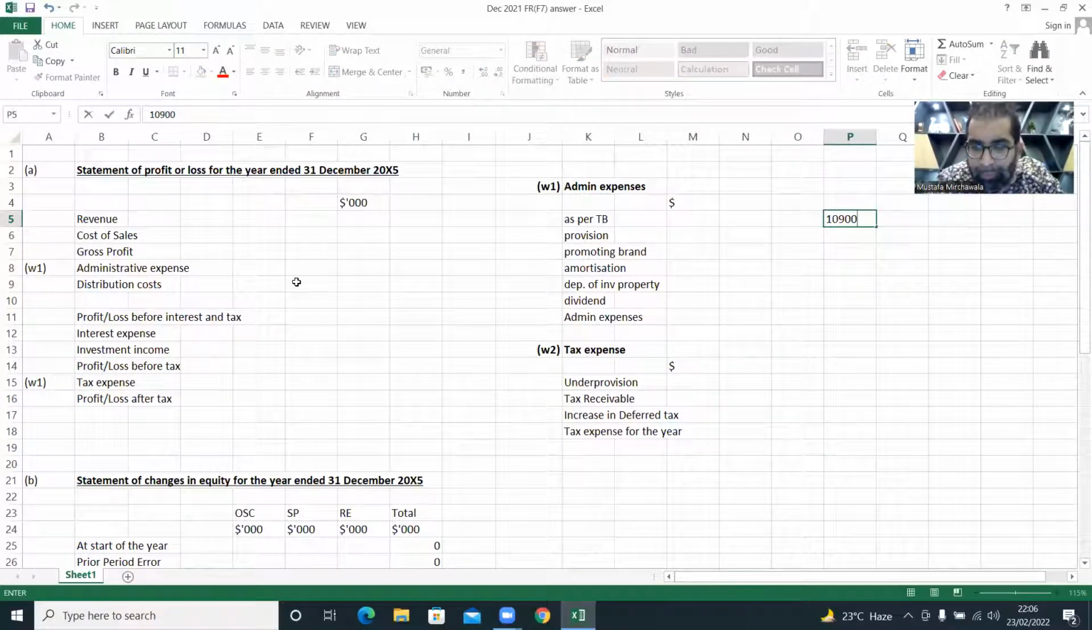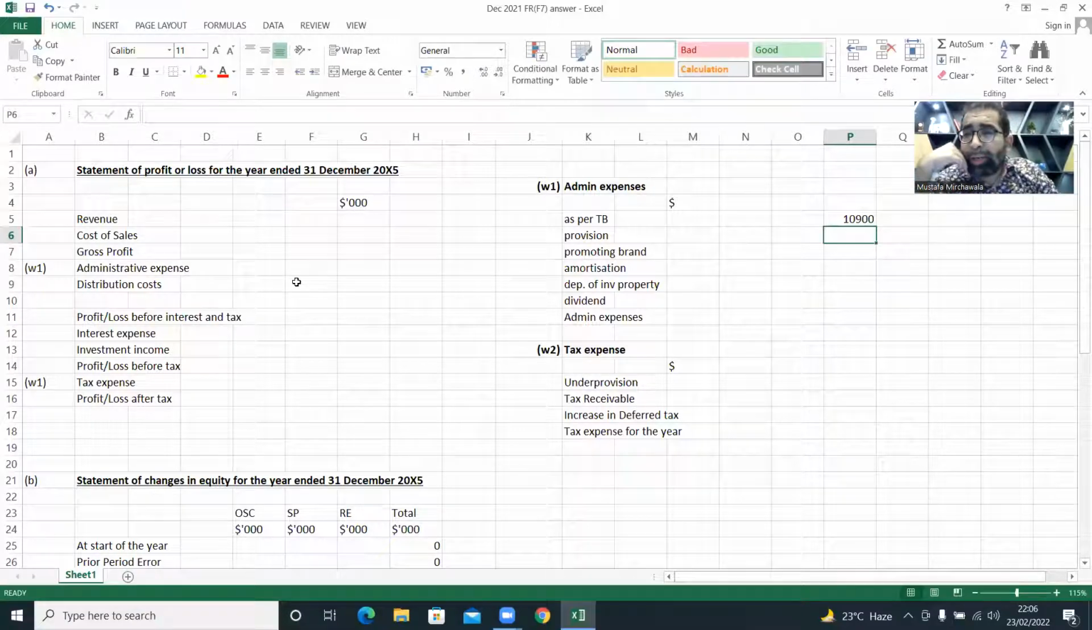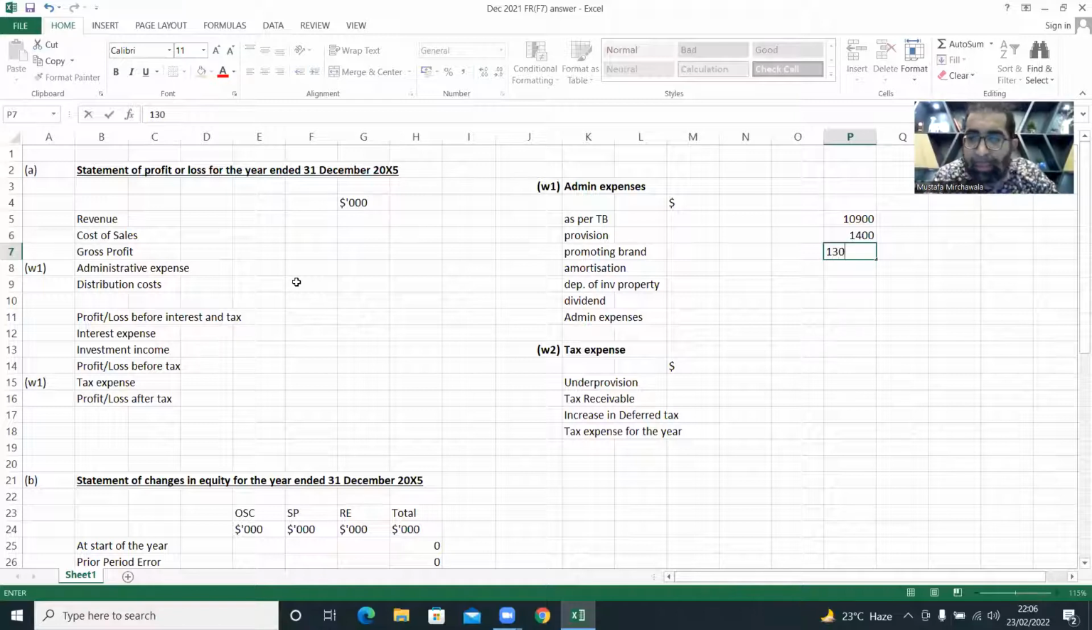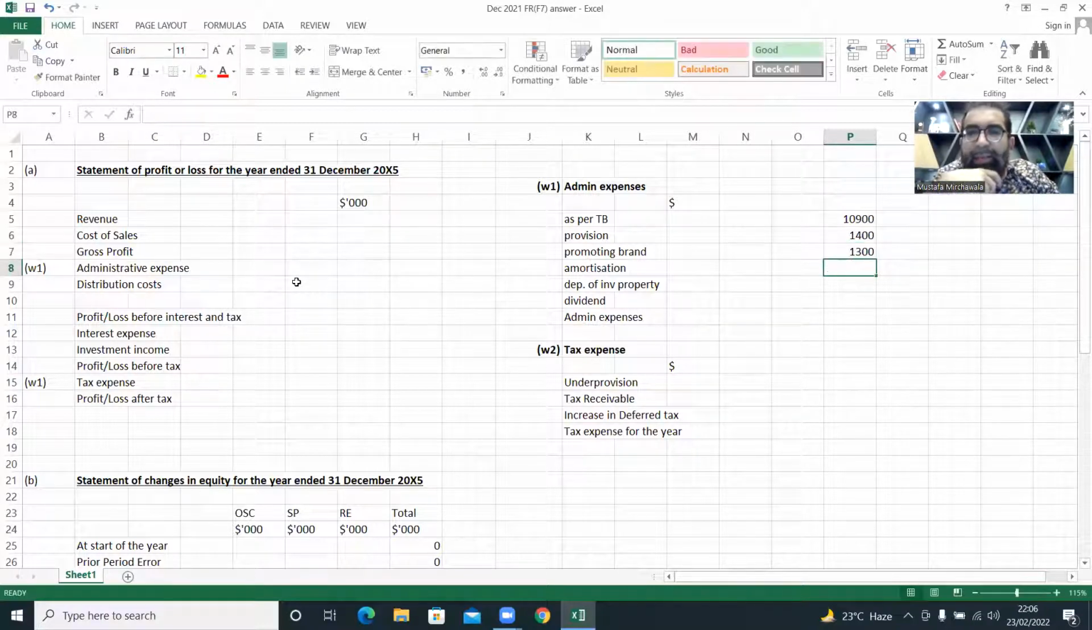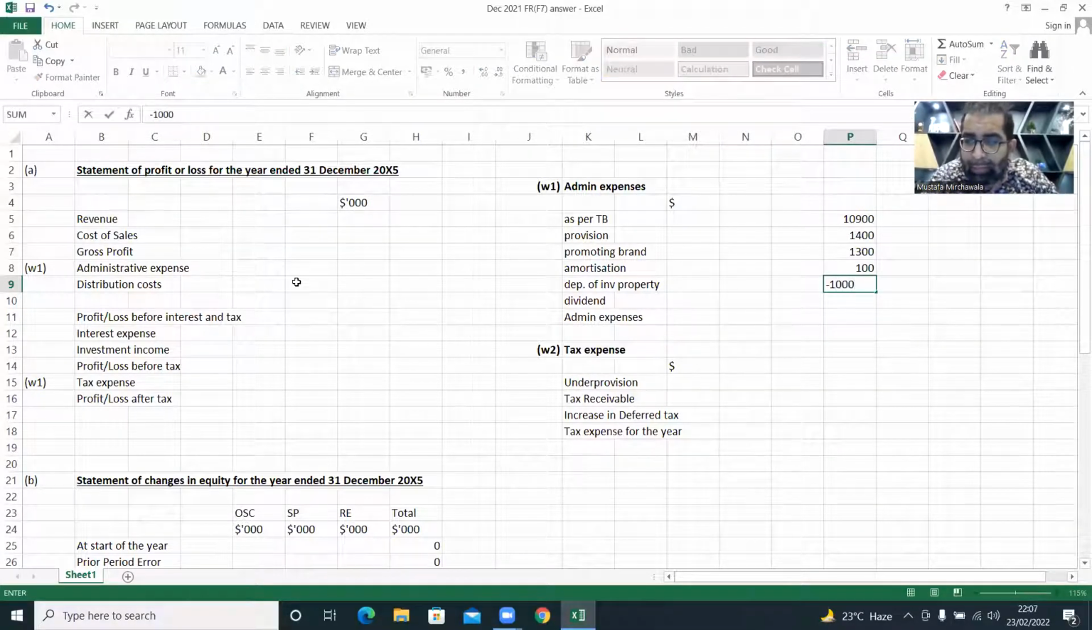Okay. Now, hope you remember there was a 1400 provision, and we have to increase the expense. Then promoting brand 1300 was an expense, but they didn't book it as an expense. So let's book it. Then amortization 100, recently we did. It's also an expense. Depreciation of investment property, these people forcefully booked it. So let's subtract it from admin expenses.